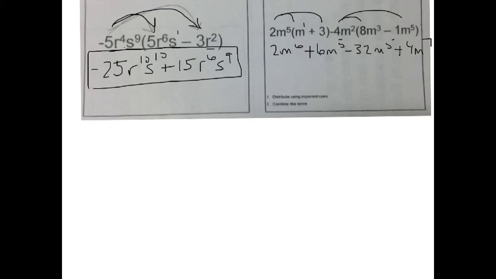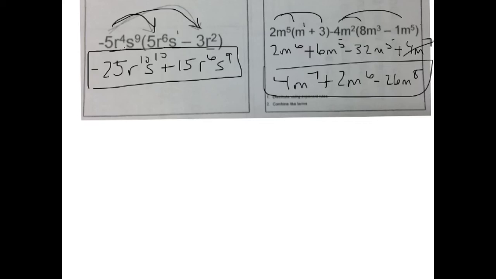And then we look through here. Look for the biggest one to start. So 4m^7 is the biggest one. There's nobody to combine with that. Nobody to combine with the 2m^6. And then 6m^5 minus 32m^5. So 6 minus 32 is negative 26. So negative 26m^5. No other like terms, so you're done.